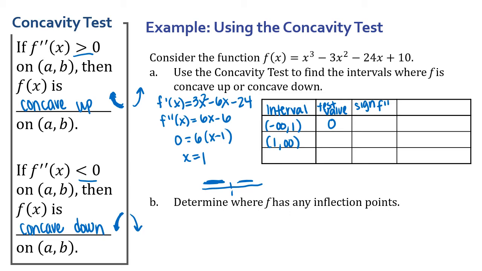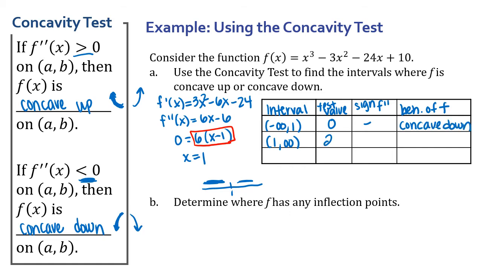So when I plug 0 into the second derivative, I'm going to get 6 times negative 1, which is a negative number. So the sign of the second derivative is negative, which means the function is going to be concave down.